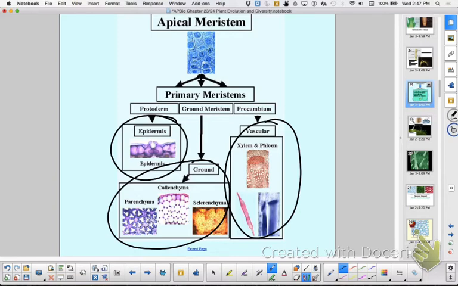Okay, epidermis, that's easy to remember. You have some sort of outer tissue. You just want to think of some of the adaptations that the epidermis can have. Can you think of some adaptations it has? I know you can.